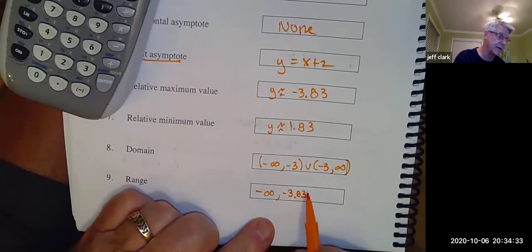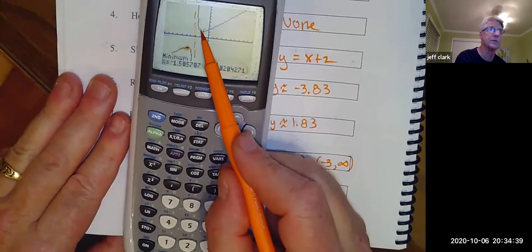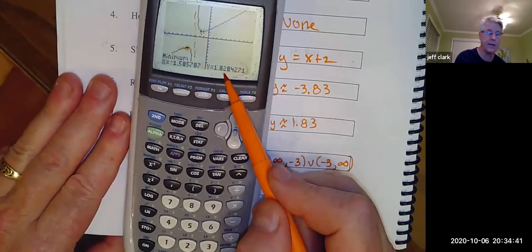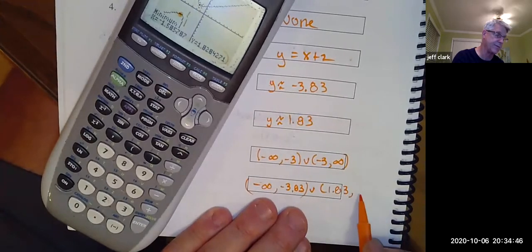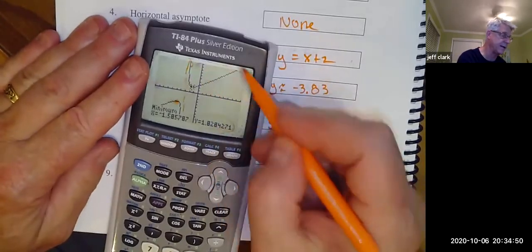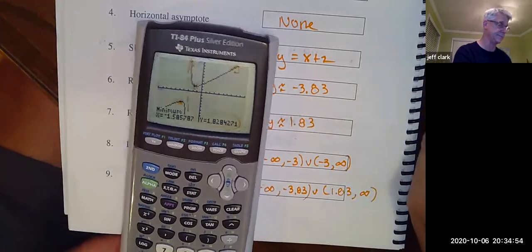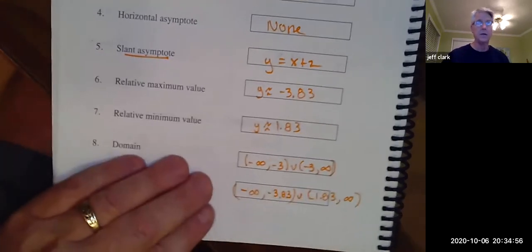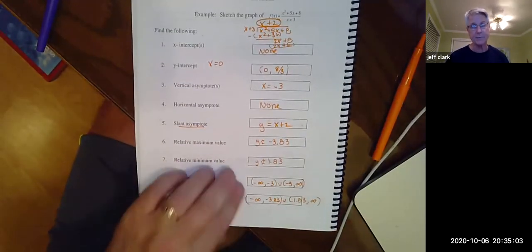-infinity up to the relative maximum, which is -3.83. In union, now we start again right there where the cursor is, which is at 1.83, all the way up to infinity. Because it goes up to infinity, either that way or that way. So not easy, different kind of topics. This is going to be a big section for you guys, big section.